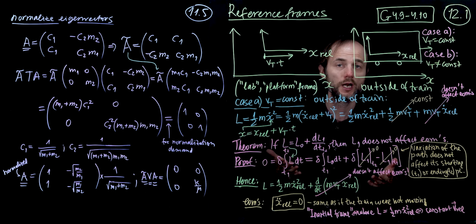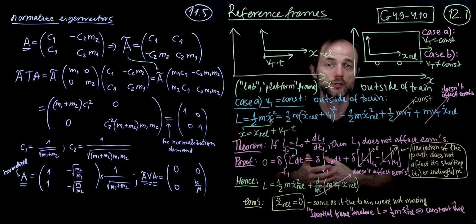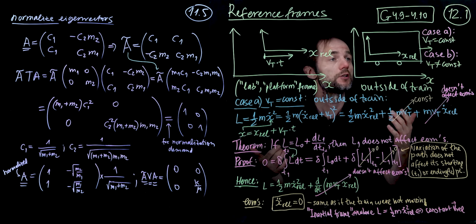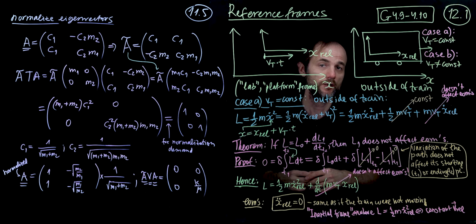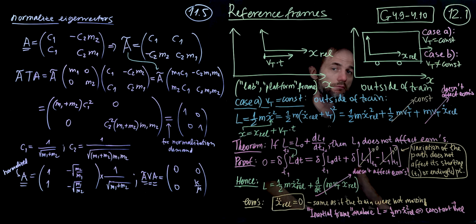So let's try and see what happens when our frame or our train starts moving at a velocity that changes in time. So if our v train is not a constant. Let's figure it out. I'm going to see you then, and please don't forget to do the quiz.